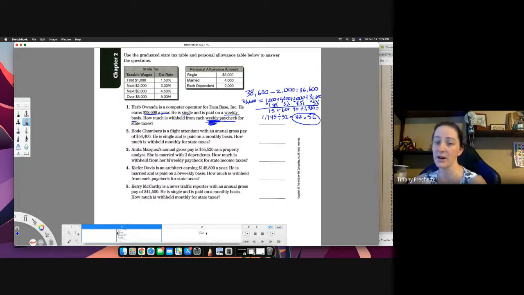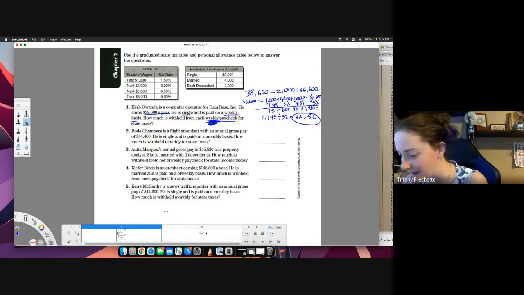4.5% of 2,000 is always 90. So those three pieces aren't going to change. You're always going to be adding 15 plus 60 plus 90, as long as you have more than $5,000 in annual income, which I don't think any one of these worked out to be less than that, honestly.